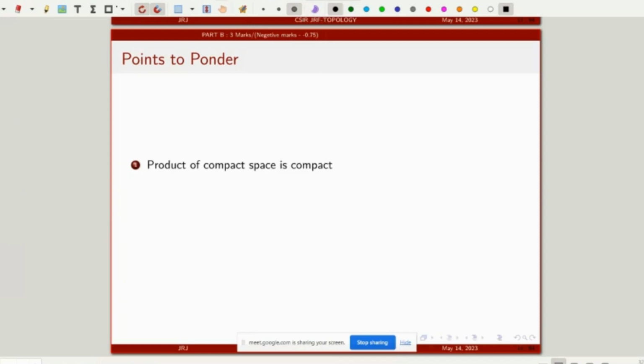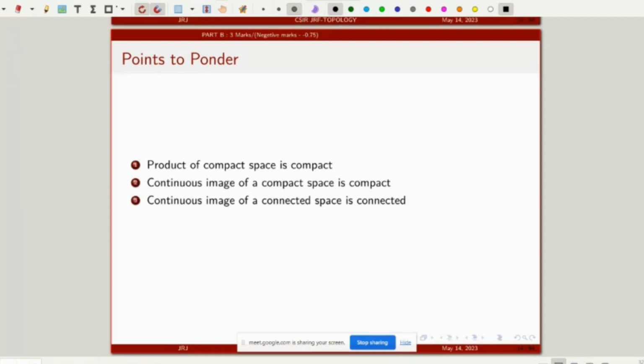You will be familiar with these results. Product of compact spaces is compact, the Tikhonov theorem. Continuous image of a compact space is compact. Continuous image of a connected space is connected. Continuous image of a path connected space is path connected. All these results you are familiar with, right? Yes, ma'am. Product of compact sets, finite or infinite? Any product, arbitrary product. Thank you. That is the Tikhonov theorem.